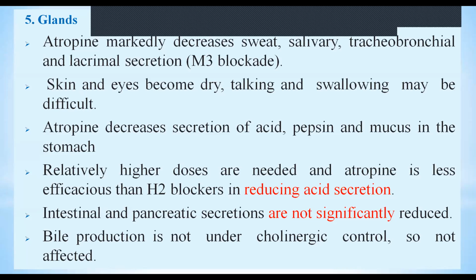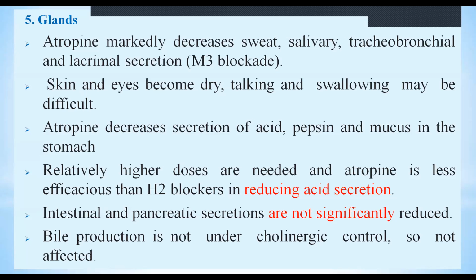And atropine decreases secretion of acid, pepsin and mucus in the stomach. But relatively higher doses are needed, and atropine is less effective than H2 blockers in reducing the secretion. The intestinal and pancreatic secretions are not significantly reduced. Also, bile production is not under cholinergic control, so it is not affected, because it is under the control of the adrenergic nervous system.